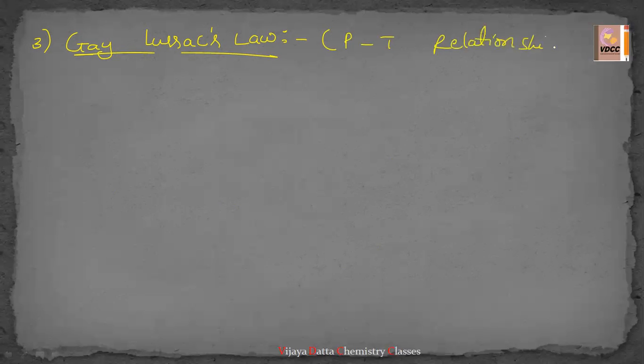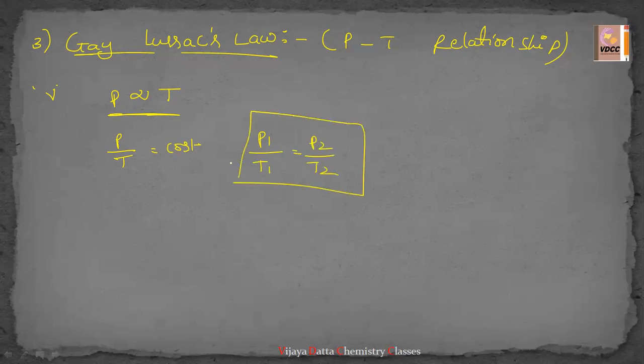Now come to the next one, that is called Gay-Lussac's law. This is easier. Next, Gay-Lussac's law. At constant volume, we can consider this as the pressure-temperature relationship. At constant volume, the pressure of a fixed amount of gas is directly proportional to the temperature. Then P proportional to T, so P by T equals constant. Then P1 by T1 equals P2 by T2, at different temperatures and pressures, for different gases also we can consider.